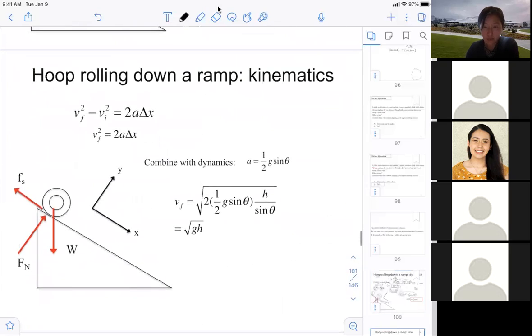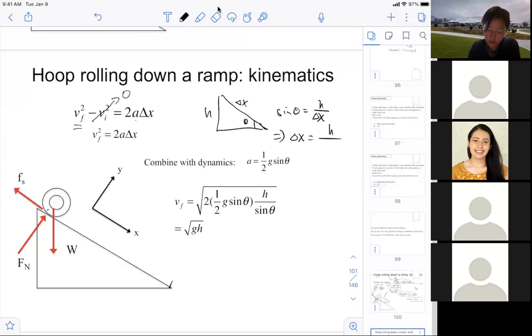Okay, and then combined with kinematics, you can solve for the velocity. Very similar as before, right? Final velocity squared is initial velocity, which is 0, plus 2a delta x. A is 1/2 g sine theta. Plug in delta x, which is how long the ramp is. So let me draw a little quick diagram here. Theta, h, and delta x. Sine theta is h over delta x. So you know that delta x is h over sine theta.